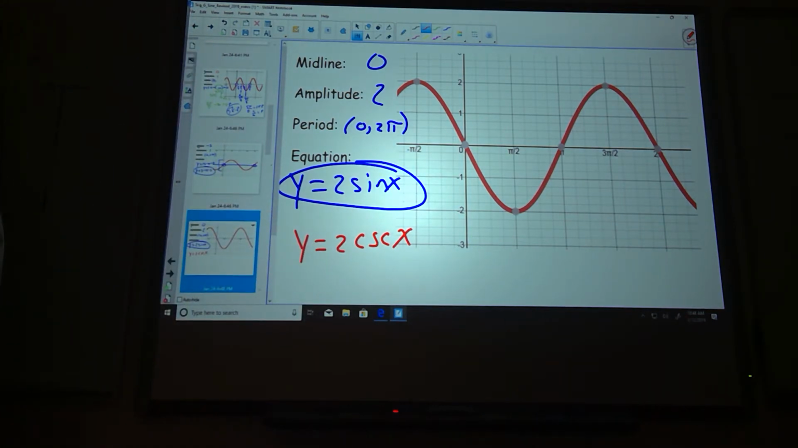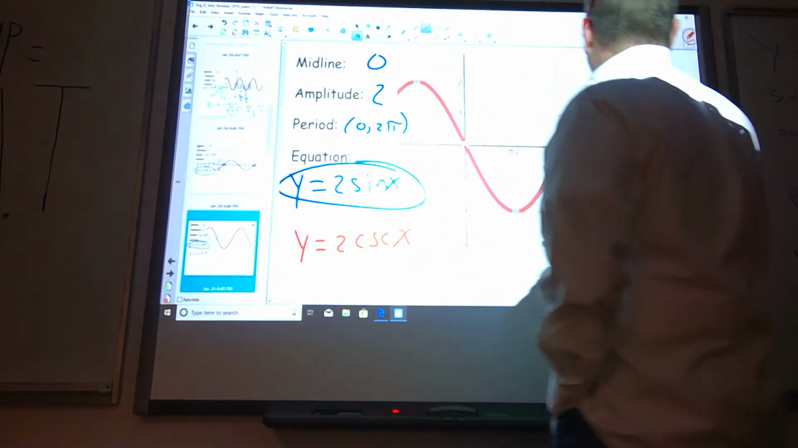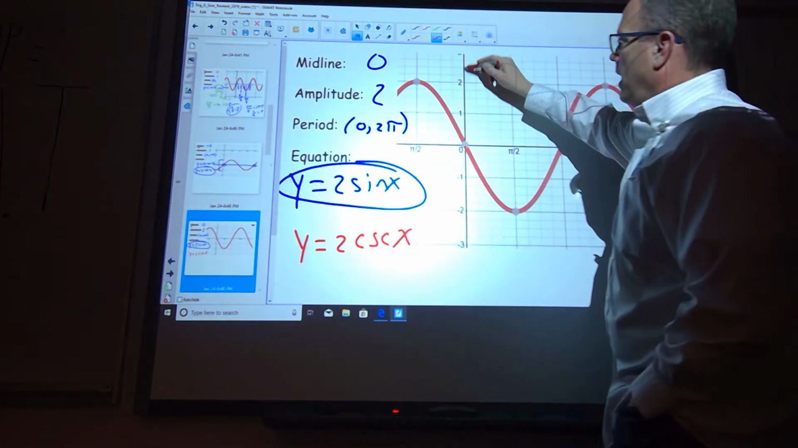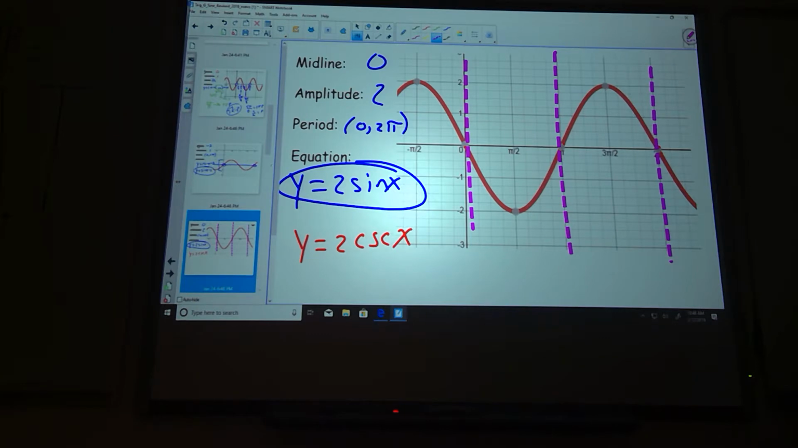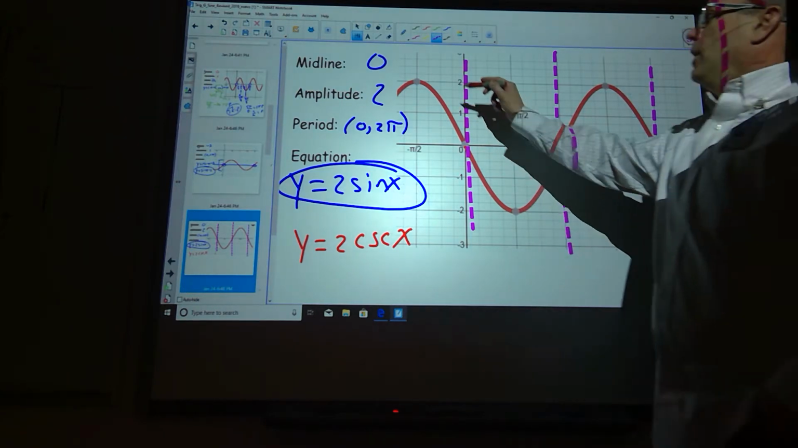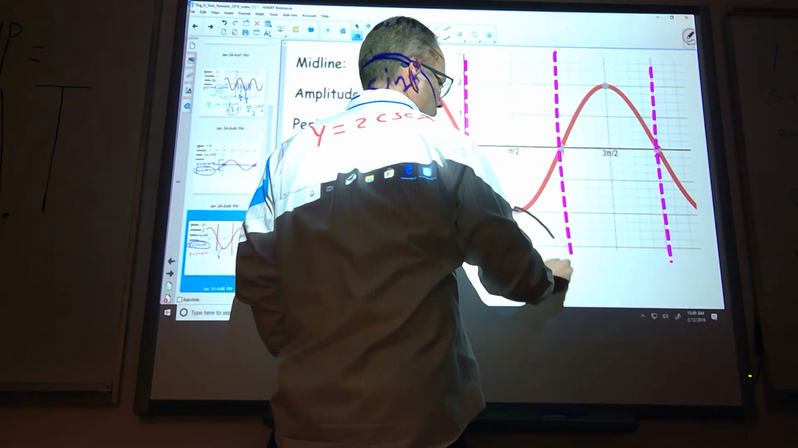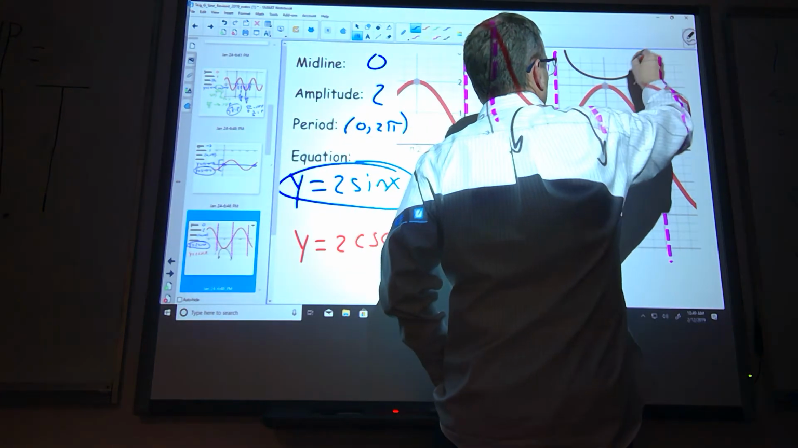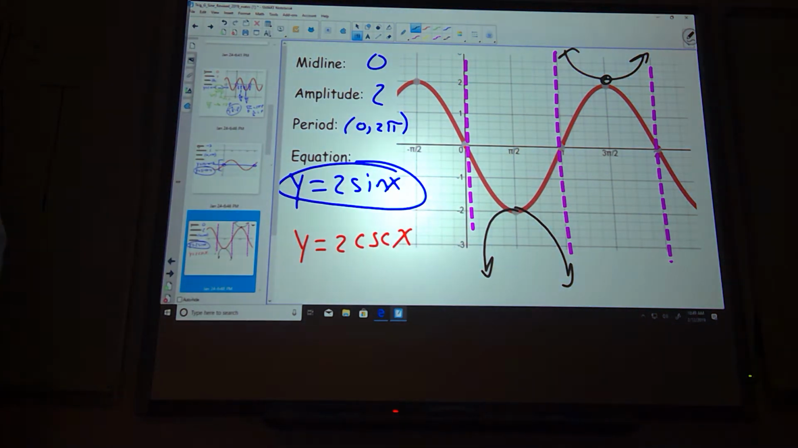Because I can't have 0 as a denominator, these points don't exist on our graph, so we actually create an asymptote. These are vertical asymptotes. Still with me? And then this point becomes this point, and this goes down like this, and this point goes up like this. But the black is what a cosecant graph looks like, and it keeps repeating.